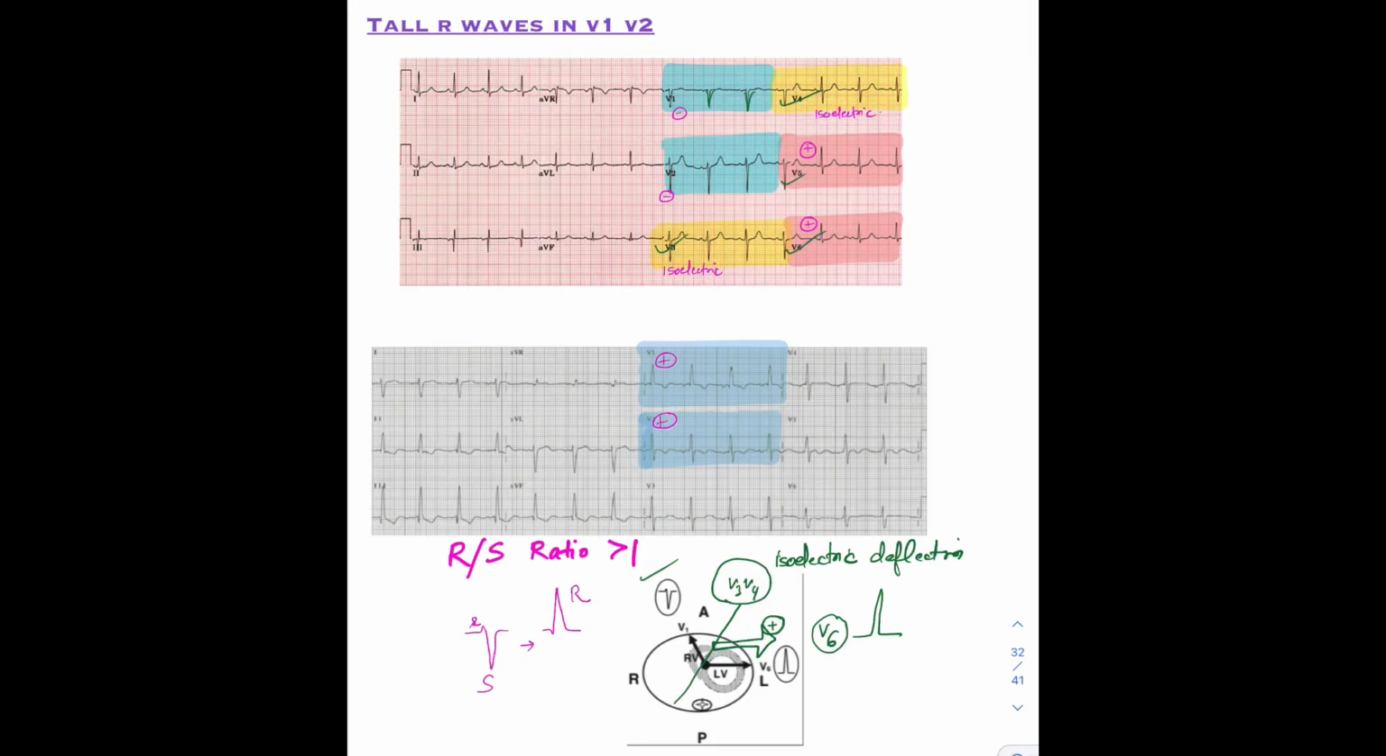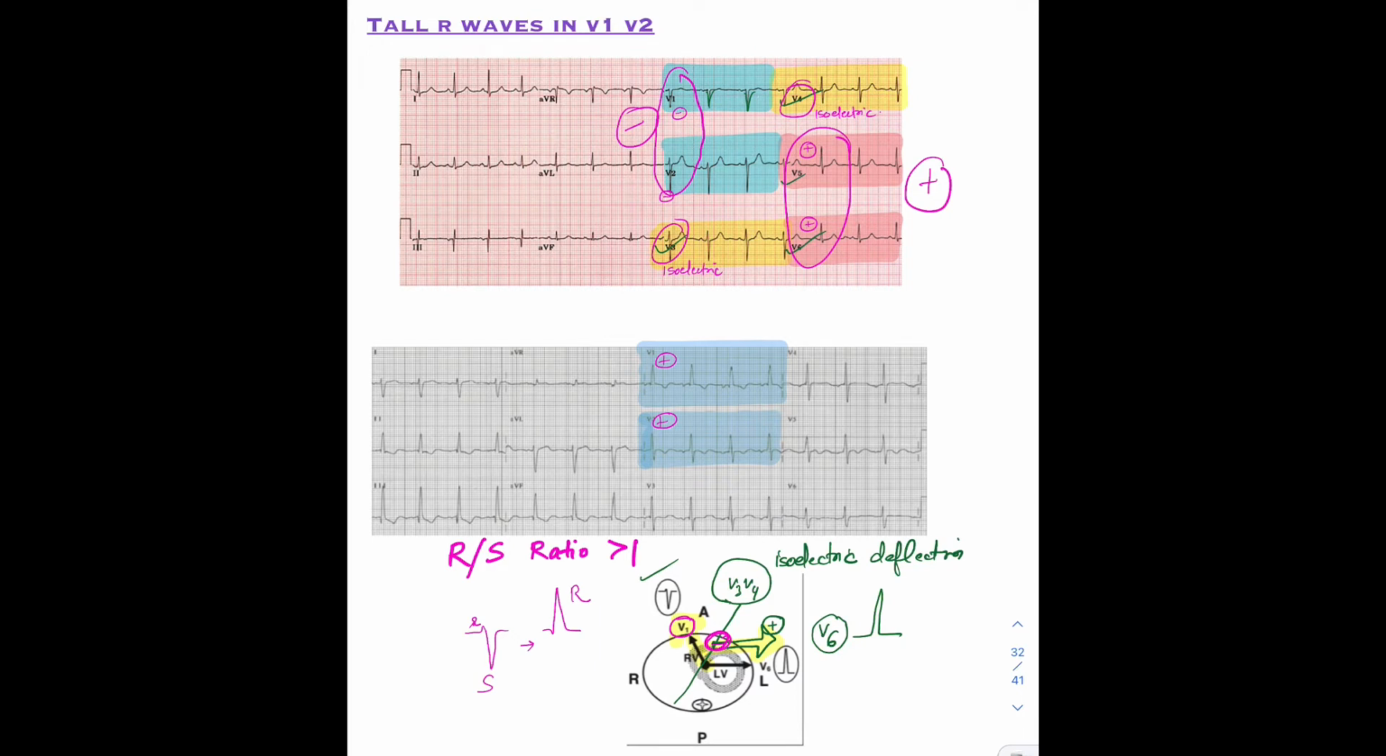Okay, now coming on to the leads V1 and V2, if you'll see, this is the direction of the net vector and this is the lead 1 position, and it's almost opposite. Therefore you will be having net negative deflection because now the negative side of the vector is facing the recording electrode. So this is the reason why we have negative deflection in the leads V1 and V2, and isoelectric in case of V3, V4, and positive net deflection in case of V5 and V6.